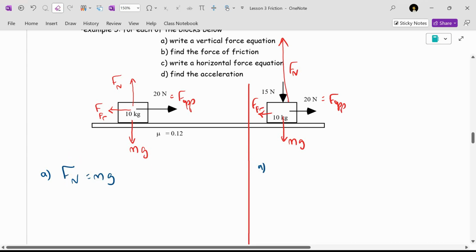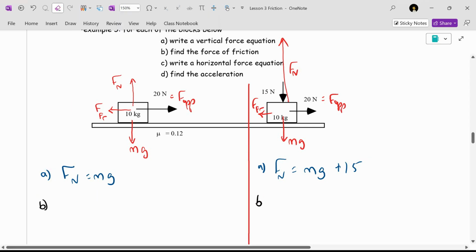What about this diagram here? What's my vertical force equation? Same rule. What's everything up? What's everything down? You said 15 plus mg. I wrote mg plus 15. Same difference. Okay. That's good.